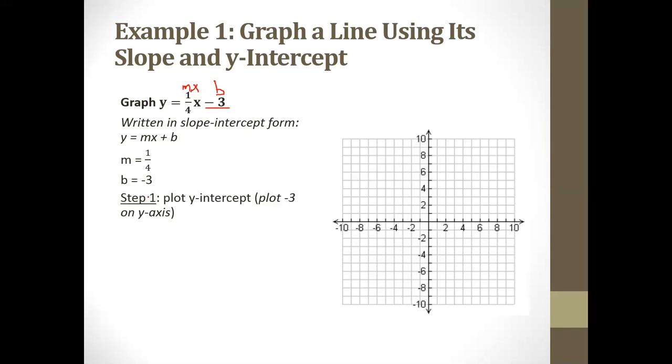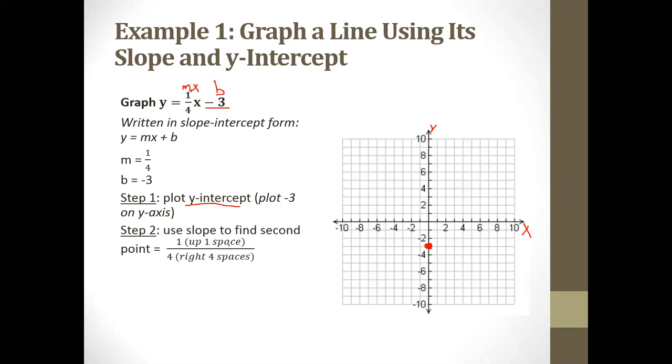First, you're going to plot the y-intercept. Our y-intercept is -3. So we're going to go over here to the y-axis. This is your y-axis that runs vertically up and down. This is your x-axis that runs left to right. So on the y-axis, we'll go down 1, 2, 3, -3, and we're going to plot the point.